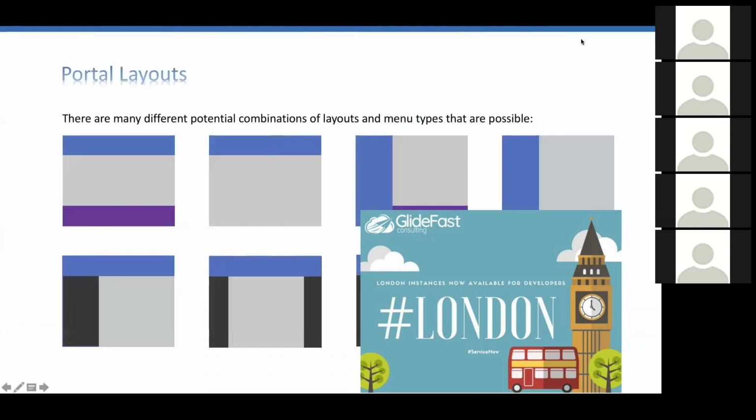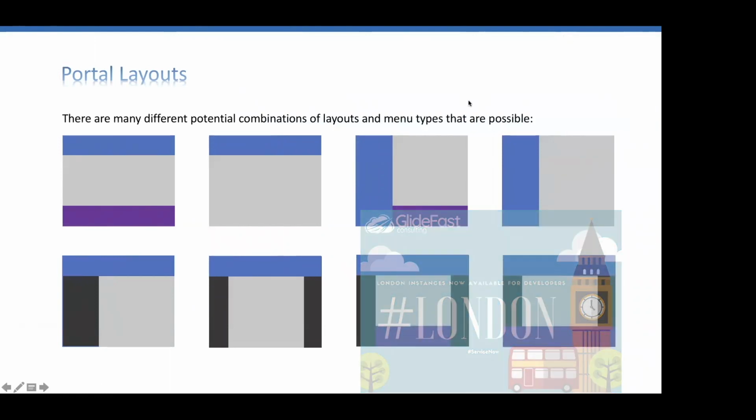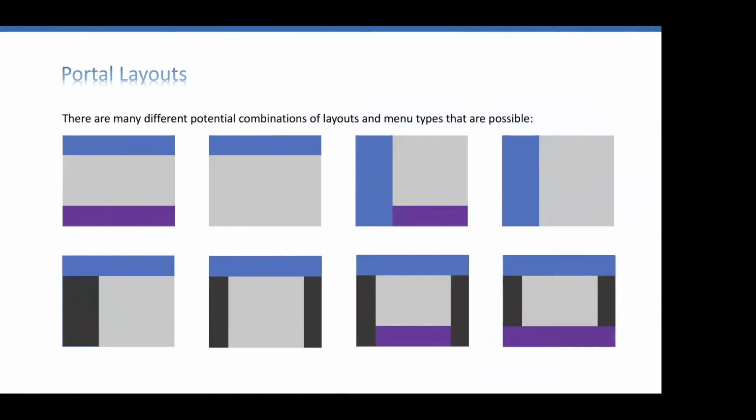So first up, we've got the portal layouts. Everybody here has been to plenty of websites, so there's a lot of different potential combinations of layouts, and especially when you start talking about menu types, whether it's the full screen overlay, mega menus, sidebar menus, there's a lot of different styles that we can work with to configure our service portals. So here I've got a few different examples. Of course, we've got the standard.